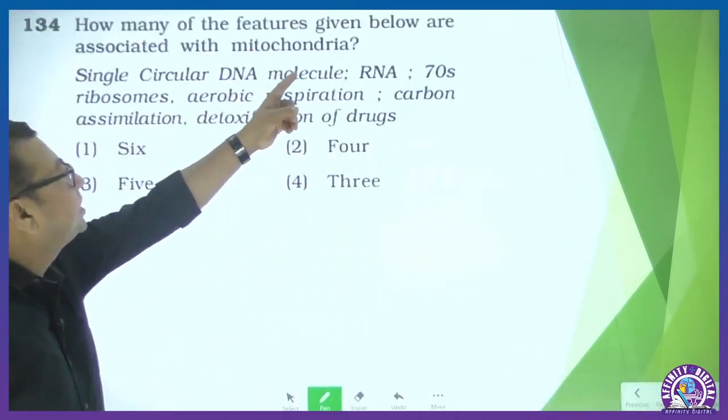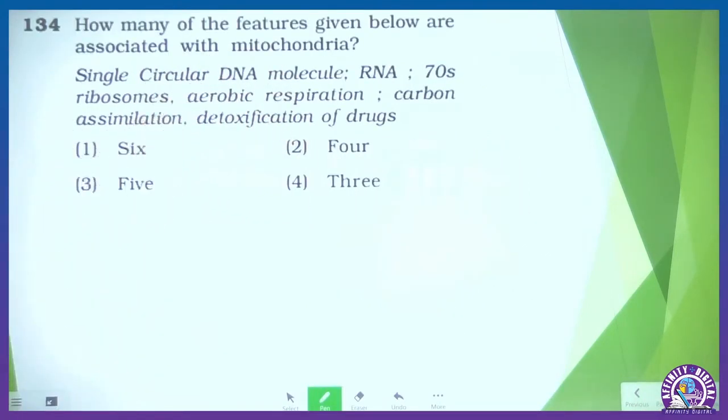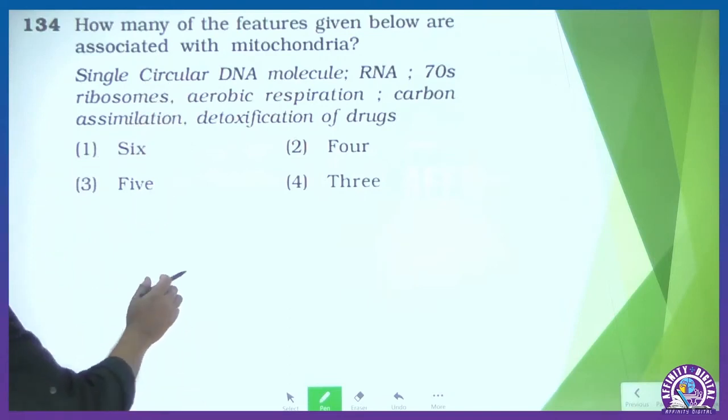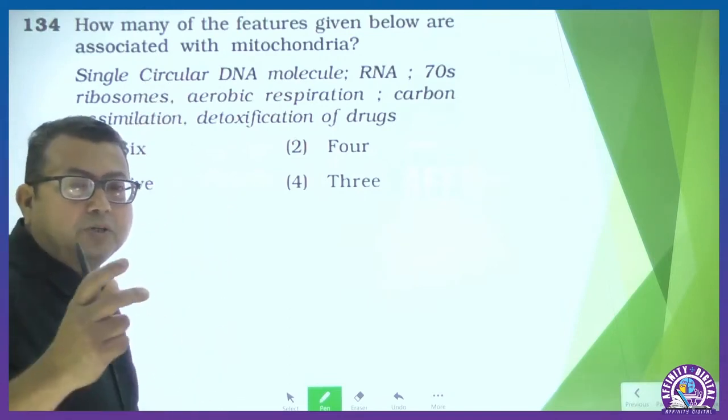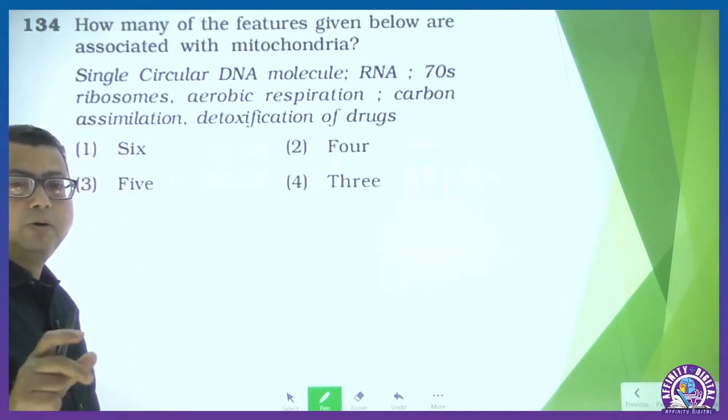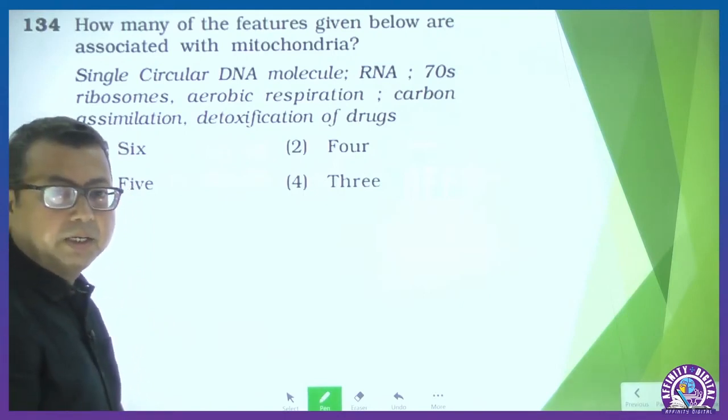How many features given below are associated with mitochondria? Mitochondria, as you know, is called the powerhouse of the cell. Mitochondria is a double membrane bound organelle.